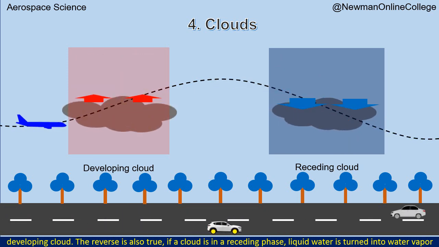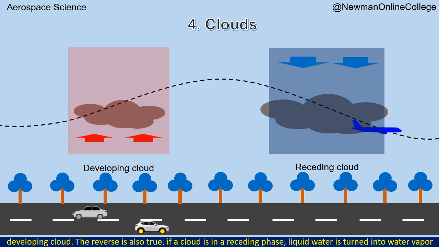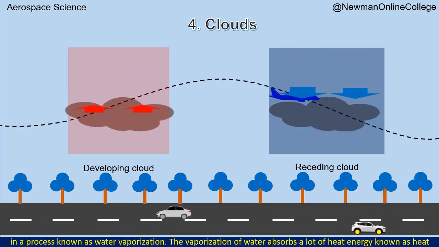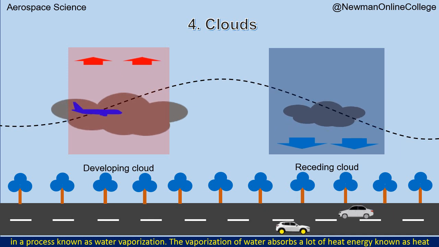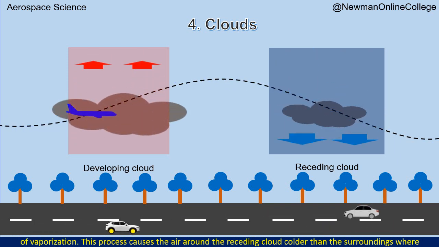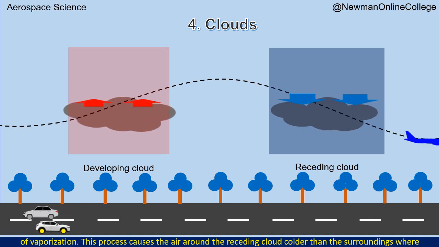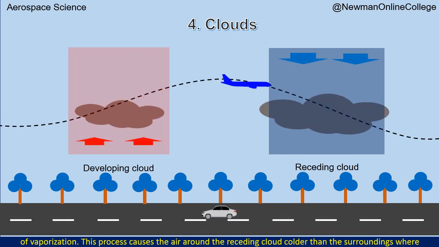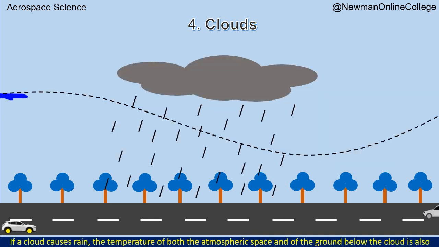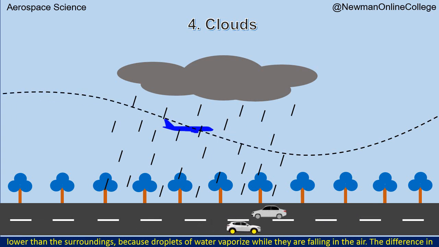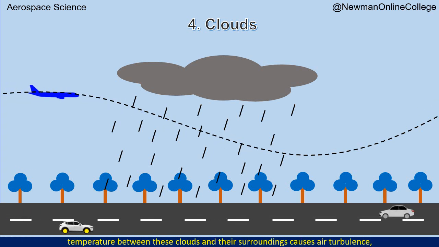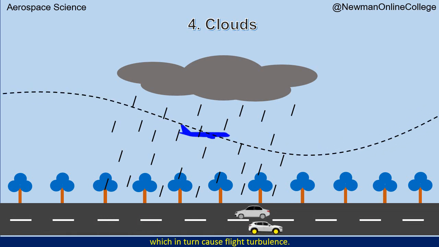If a cloud is in a receding phase, liquid water is turned into water vapor in a process known as water vaporization. The vaporization of water absorbs a lot of heat energy known as heat of vaporization. This process causes the air around the receding cloud to be colder than the surroundings where there is no receding cloud. If a cloud causes rain, the temperature of both the atmospheric space and of the ground below the cloud is also lower than the surroundings, because droplets of water vaporize while they are falling in the air. The difference in temperature between these clouds and their surroundings causes air turbulence, which in turn causes flight turbulence.